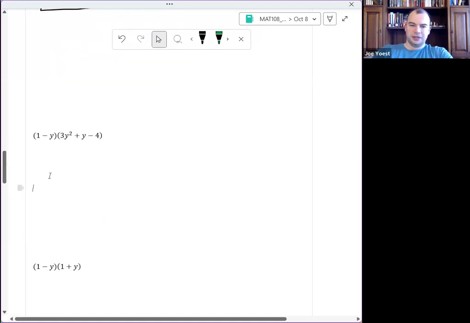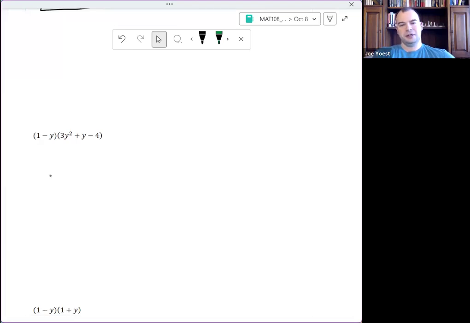Okay, now what about something like this? So could I apply FOIL here? I kind of could. Notice that I have a binomial with two terms multiplied by a trinomial with three terms.